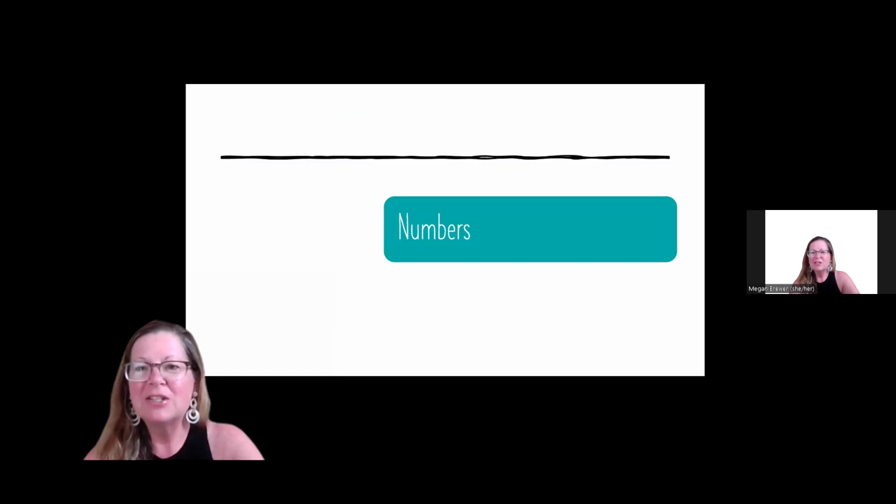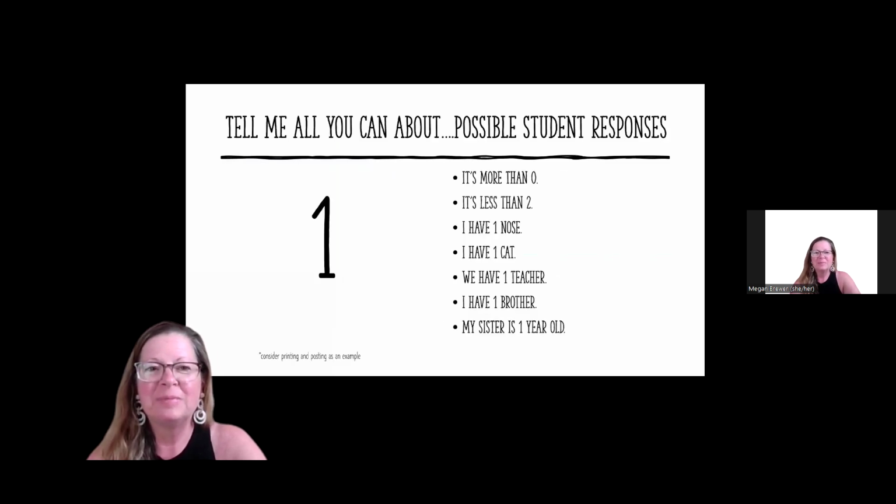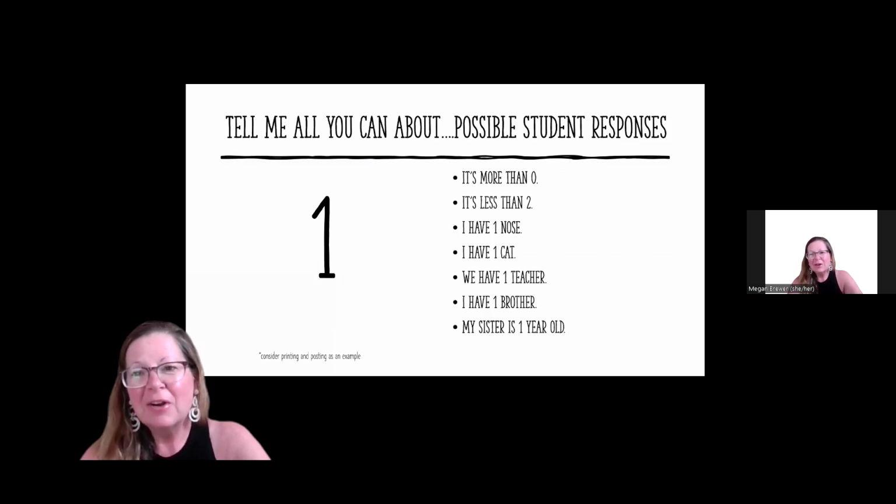So let's take a peek into the numbers section. That's another category in this math routine. Here's an example for kindergarten. Again, just for kids to kind of get their heads around what to do with this math routine.